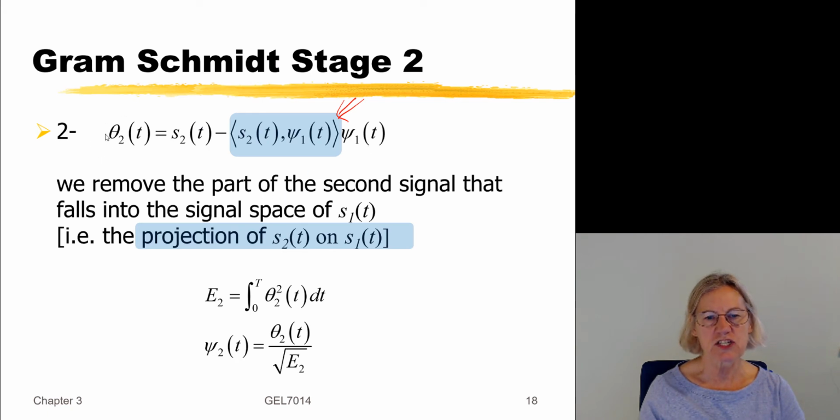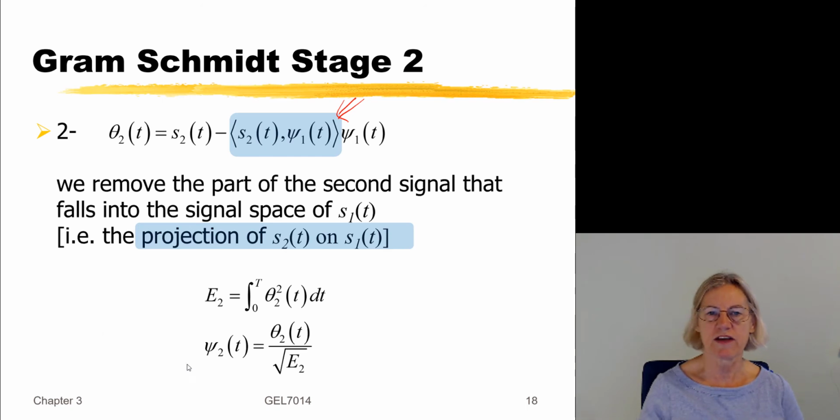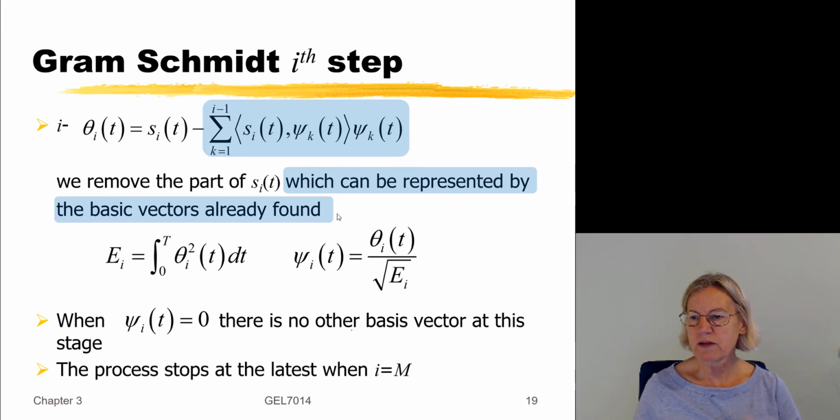That gives me theta 2, and I take theta 2 and I normalize its energy, and that gives me the second basis vector. So you can see now the idea of the process is to start with one, go on to the next one, strip off what I already know, and what's left, something new, becomes the new basis vector. So now when I go on to the next stage, it's basically repeating this technique.